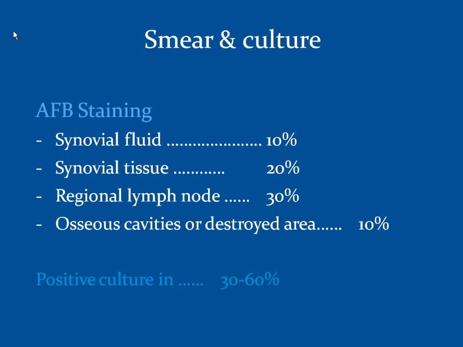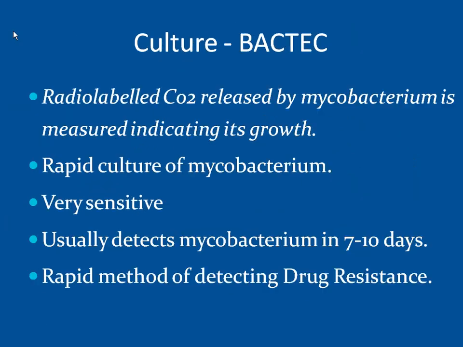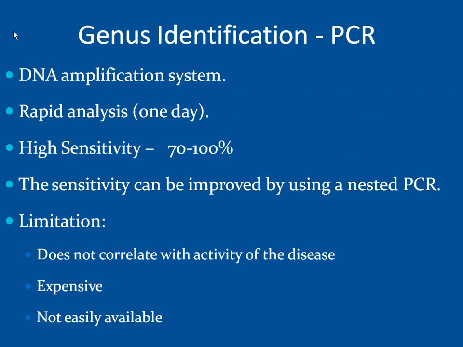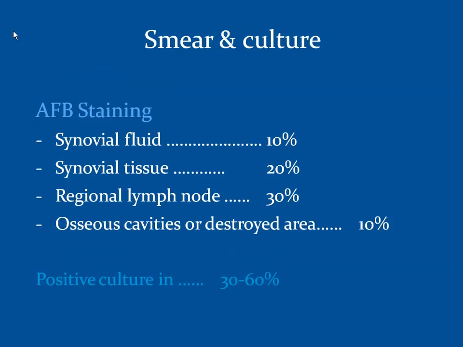We know that the yield from the various tissues could be very, very little, and culture positivity could be seen in only about 30 to 60% of patients, while synovial tissue fluid, about 20%, gives you a staining, and about 30% in the regional lymph nodes could be seen.